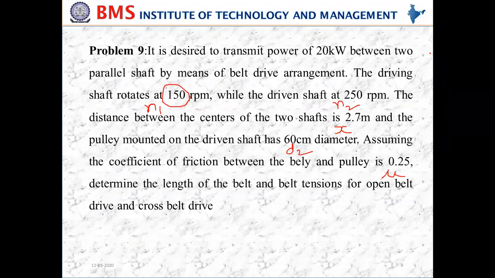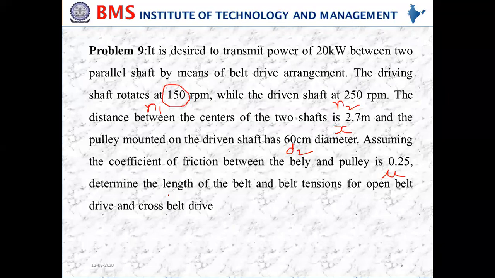Now he is asking to find the belt tensions for open belt drive. Power is given, which is equal to (T1 minus T2) into V. We know that V is equal to pi dn by 60. From that we get T1 minus T2. Once you have this, we know mu and we know theta, so from that we get the ratio of tensions, T1 by T2. Since we know the difference of the tensions, from that we can find T1 and T2 in this case.